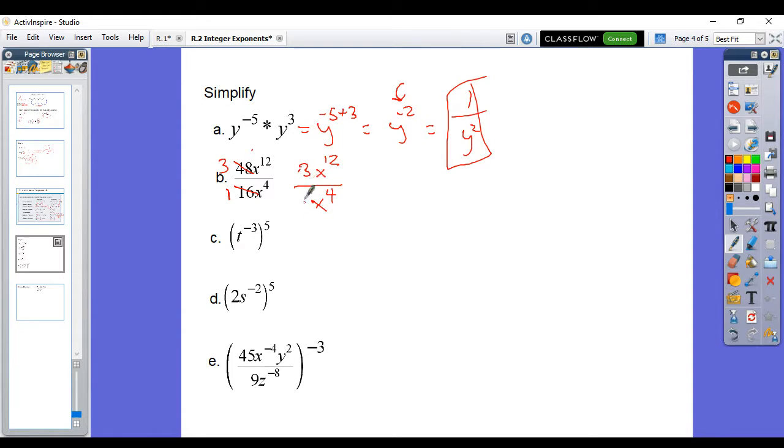Now, just like before, these have the same base, so we can bring this up and subtract it. So we got 3x to the 12 minus 4. 12 minus 4 gives us 8. So our final answer is 3x to the 8th.